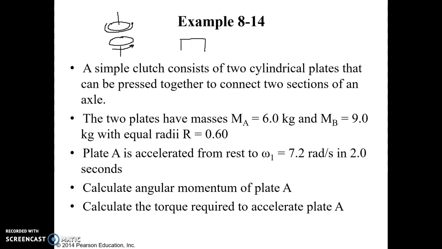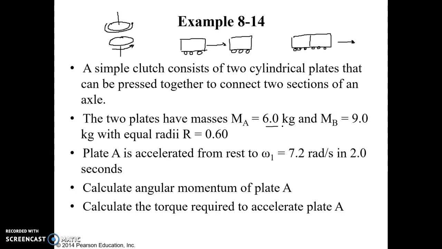This is sort of like the example we did with the two train cars when we were talking about linear momentum. When one train car backed into another, they became linked together and then acted as one long train car that moved down the track. This is a similar example, but using angular motion. We have one spinning clutch plate that's going to come into contact with another. The two will become one and then spin as one.